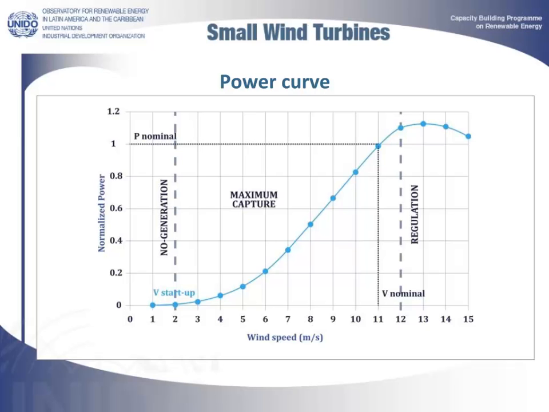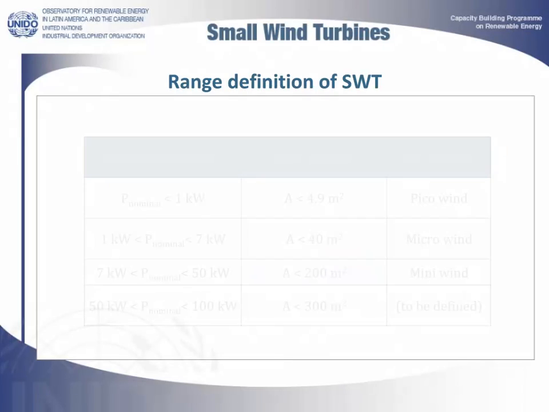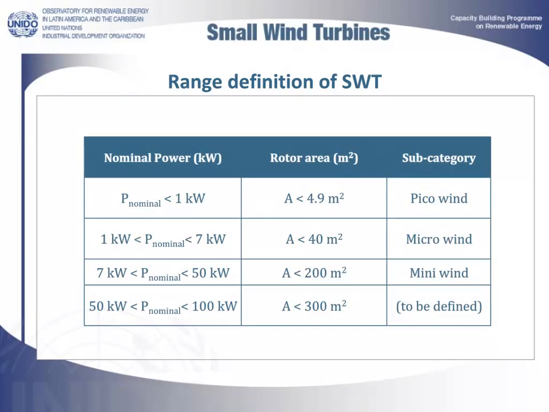Three zones can be defined from left to right, from the lowest to highest wind speed. First, the zone in which there is enough wind speed to allow generation. Secondly, the zone in which the wind turbine tries to capture the maximum power from the wind. And finally, the zone in which the wind turbine regulates the power output. The values that define the ranges in this categorization have been chosen from the norms that affect small wind turbines.